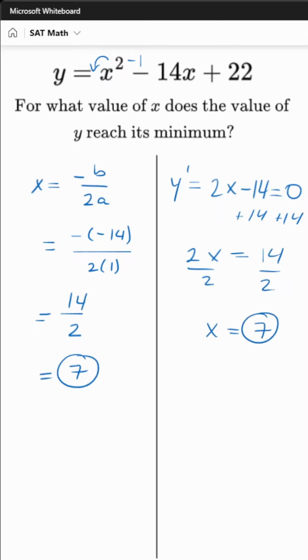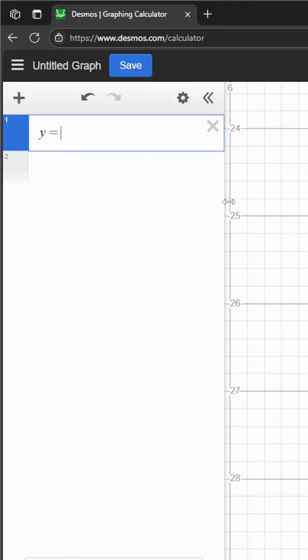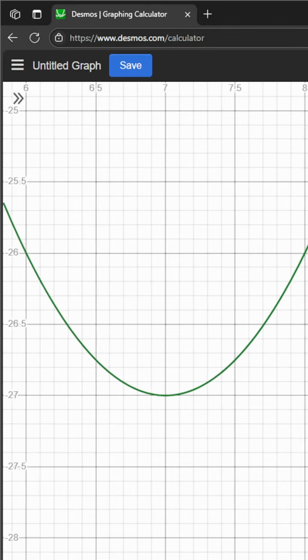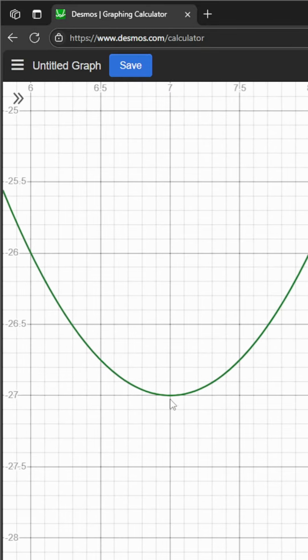Now let's say you forgot the formula, you don't know calculus, just simply graph it, right? You have a graphing calculator. I'll plug in my function. I'll see that it's a parabola. Yep, sure enough, there's a minimum being attained by that function, and that minimum occurs at x equals 7.